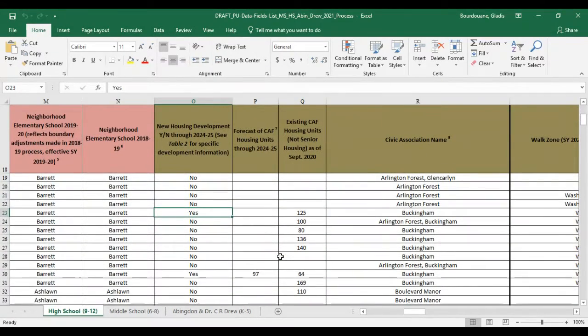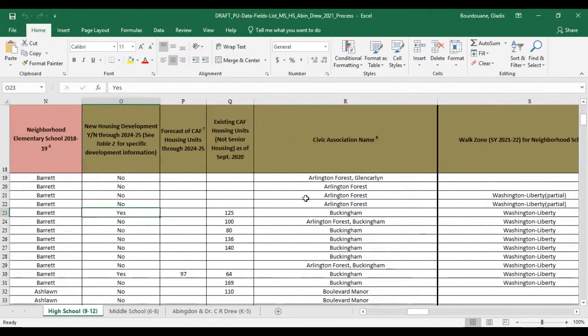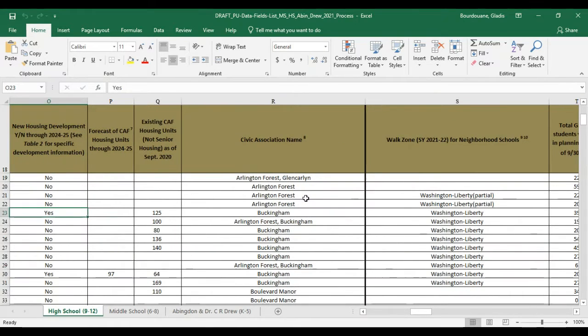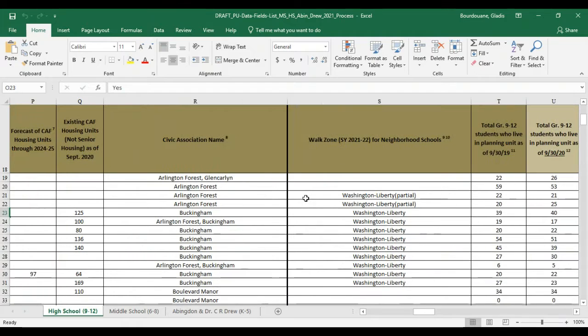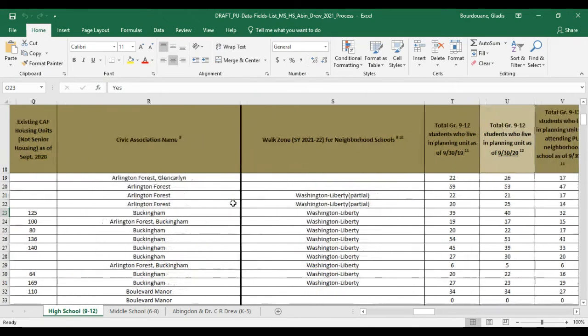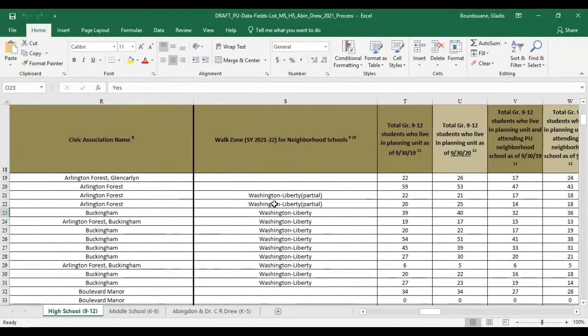You're going to see any forecast of committed affordable housing units through 2024, any existing committed affordable units. We do list the civic association name, as an informational item for purposes only. We do list the walk zone information. We work with our facilities and operations department for those, and these are the walk zones for 21-22.